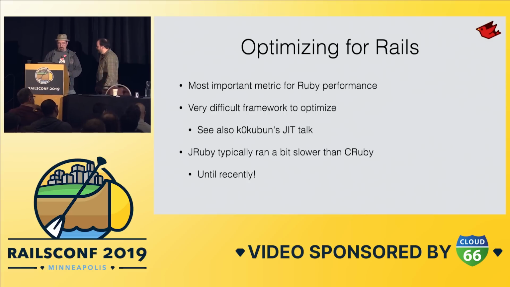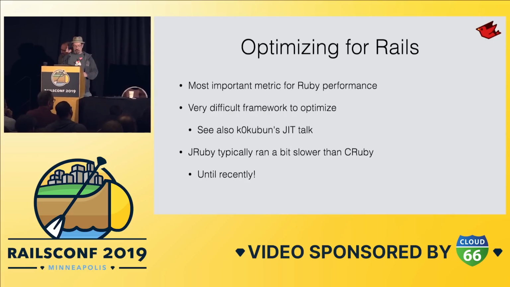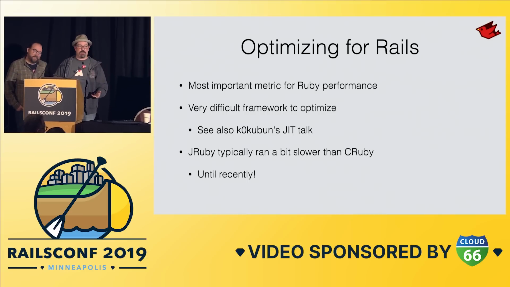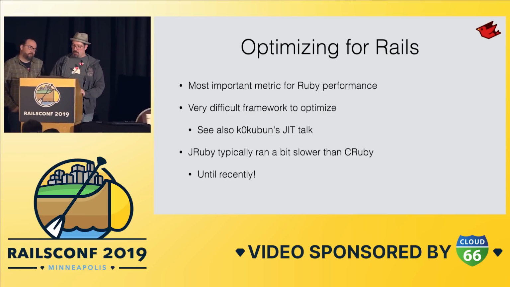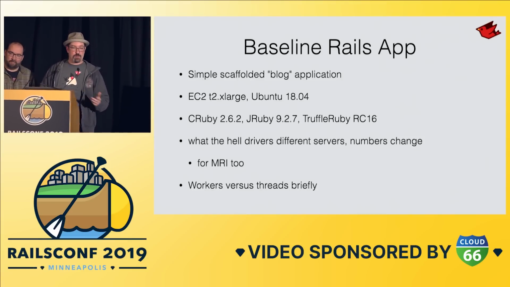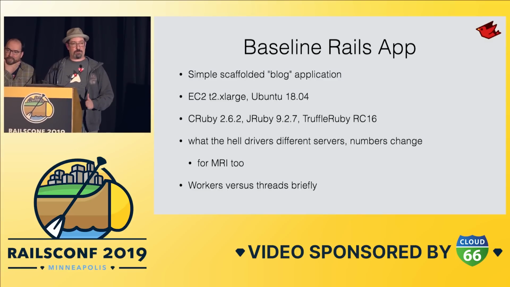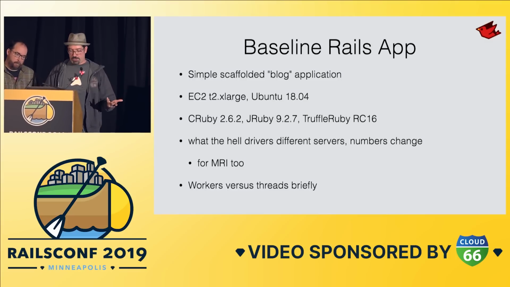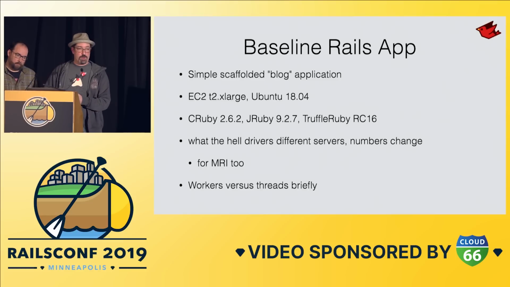Like I say, we ran a little bit slower or roughly the same until very recently, so we've been very excited to talk about this the past year. My little benchmark is just the basic Rails framework, a very simple application. This is just a scaffolded blog application, the standard scaffold generate that you can do. Running in more of a realistic scenario, we're running on a T2 extra large here. This is based on Postgres.